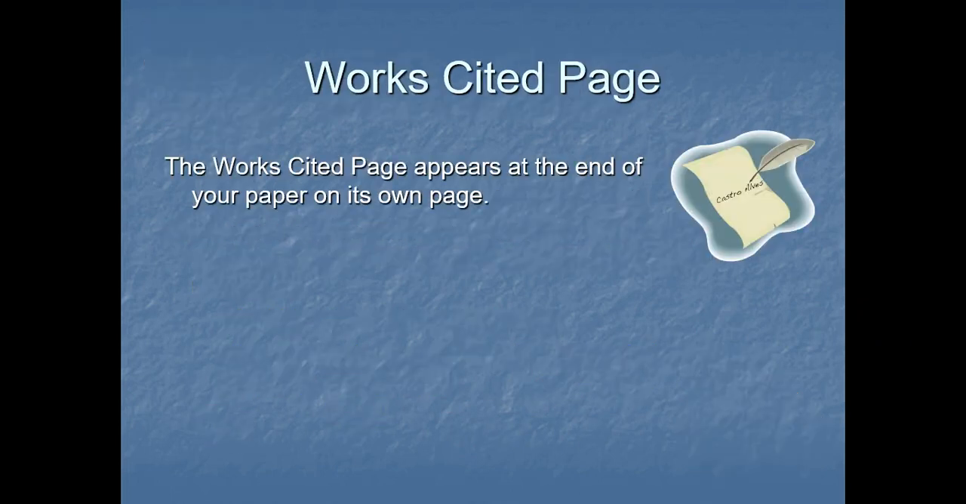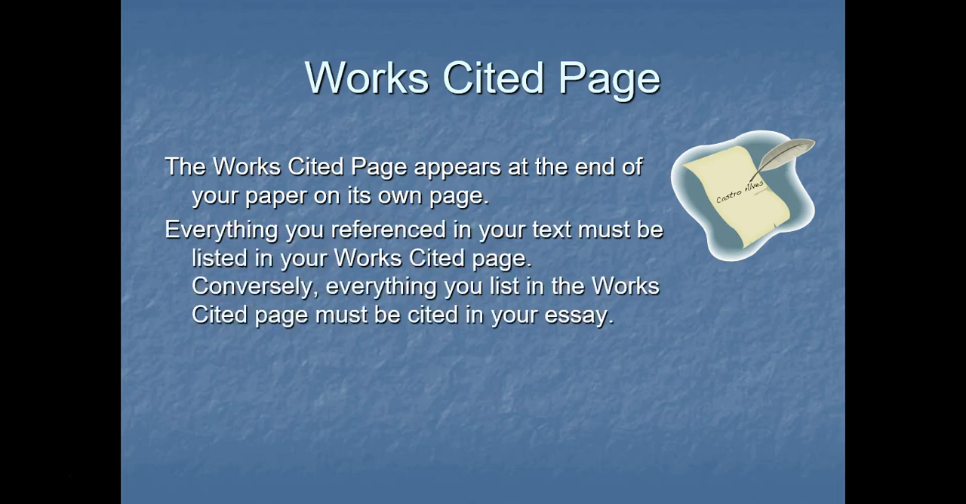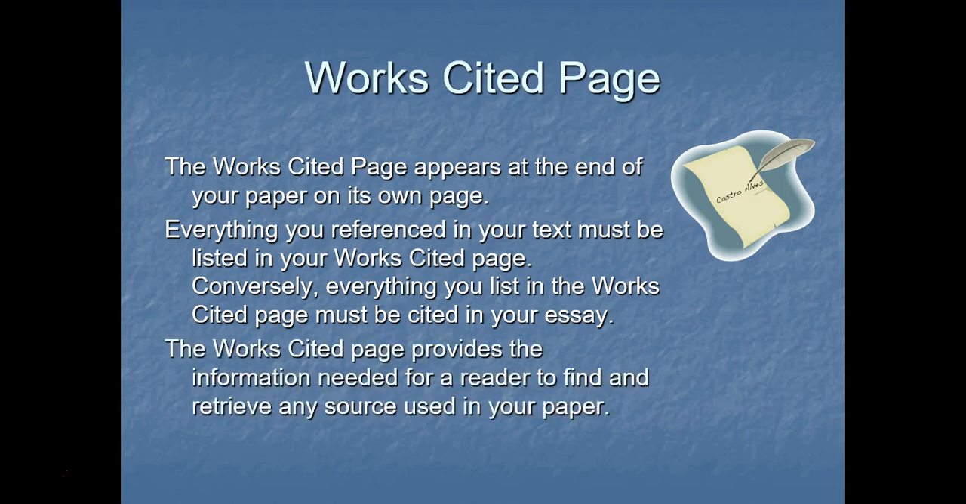The works cited page appears at the end of your paper on its own page. That's important, it gets its own page. Everything you referenced in the text must be listed in your works cited page, and everything you list in the works cited page must be somewhere in your essay. So again, they have to be in both places. The works cited page provides the information for the reader to find and retrieve the source in your paper.